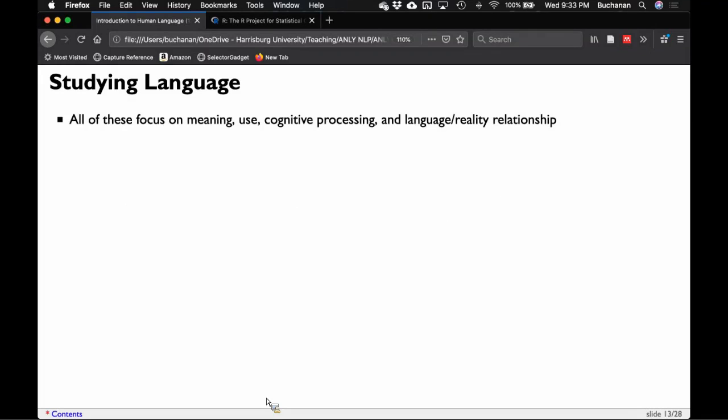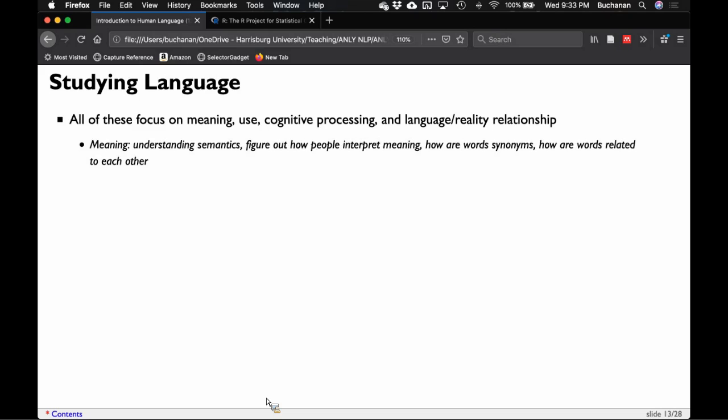The focus here really is on semantics, use, processing, and then my favorite is the last one. We're going to look at analyses that allow us to understand meaning. How do people interpret meaning? What words are synonyms? How are words related to each other? I can leverage that fact to make my writing more interesting, like how Grammarly works.